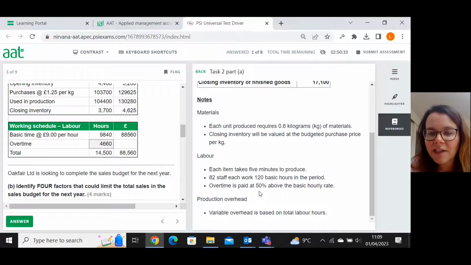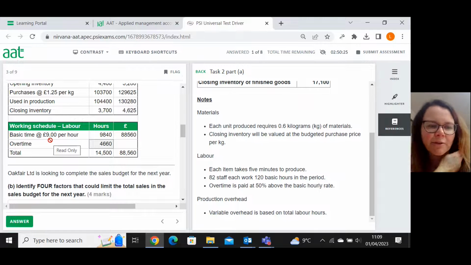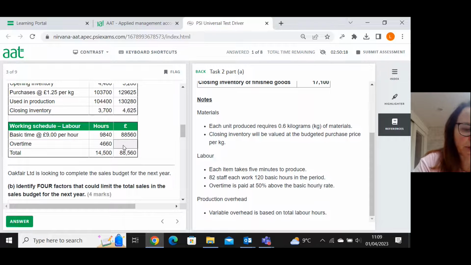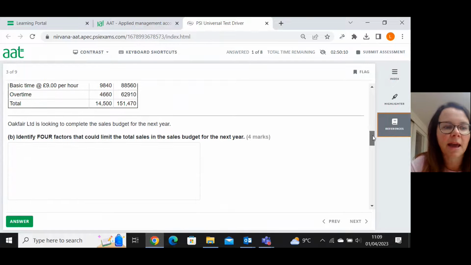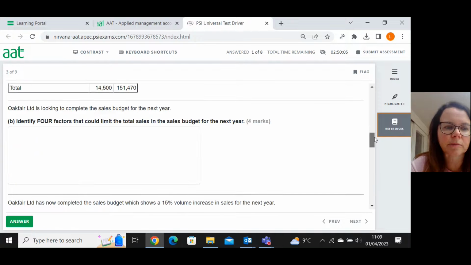Overtime is paid at 50% above the basic rate. So 50% of 9 is another £4.50. So that gives me £13.50 an hour times by the 4660, which comes to 62,910. Press the references button again, it gets rid of that. And I'm on to my written part of the question.